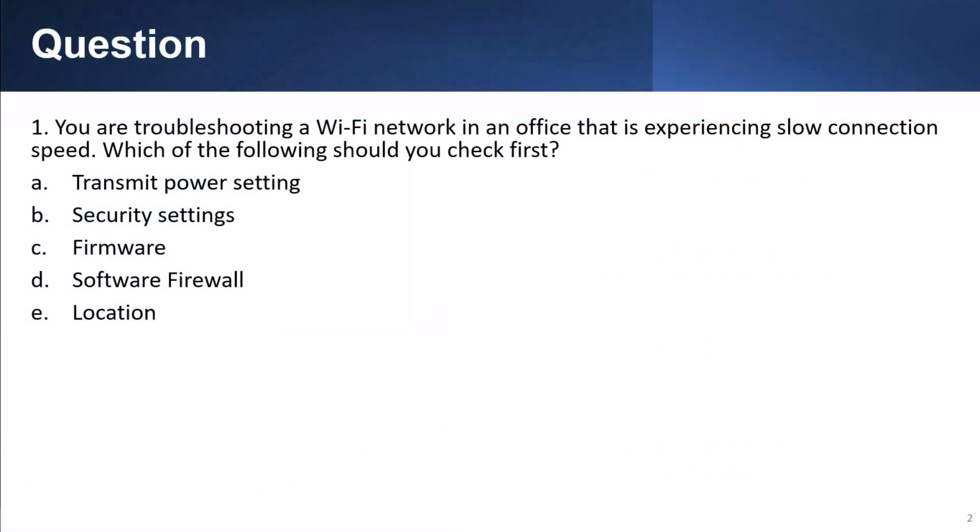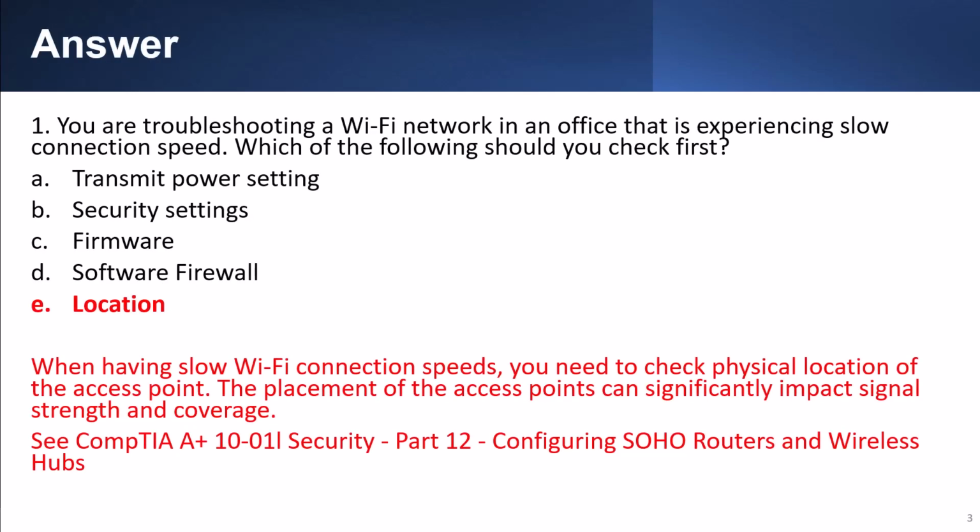Question 1. You're troubleshooting a Wi-Fi network in an office that is experiencing slow connection speed. Which of the following should you check first? Answer: location. When having slow Wi-Fi connection speeds, you need to check physical location of the access point. The placement of the access points can significantly impact signal strength and coverage.